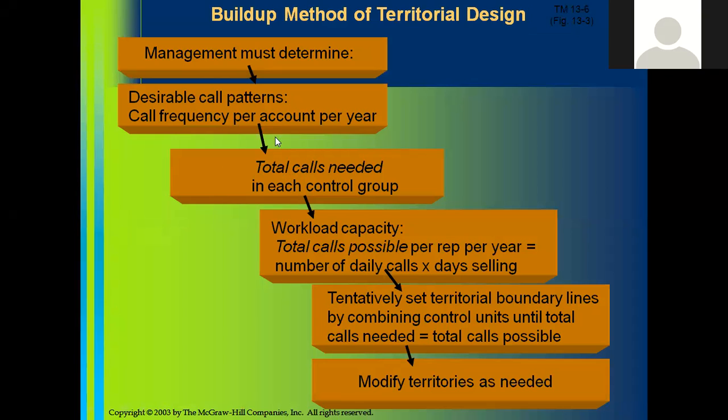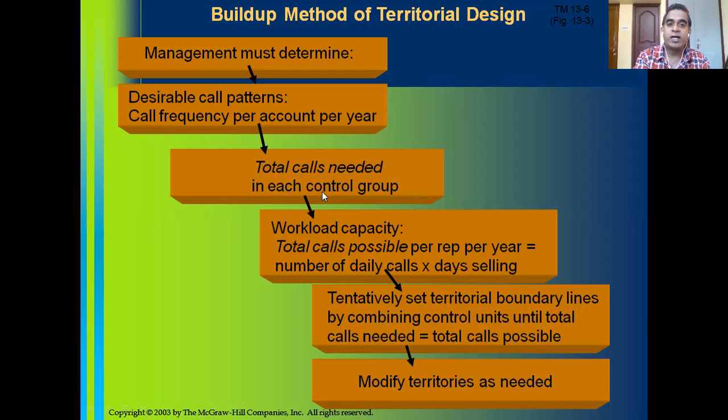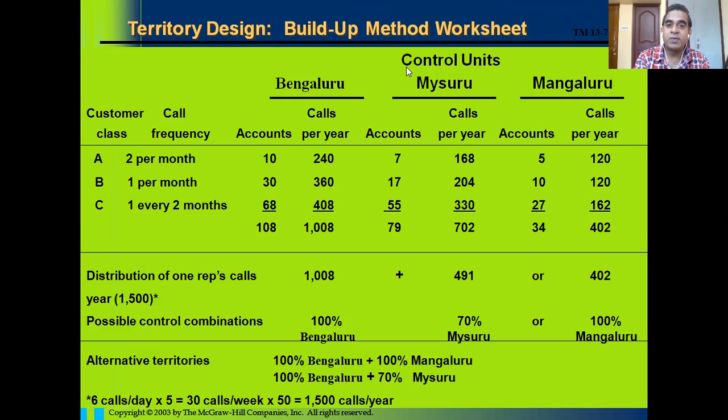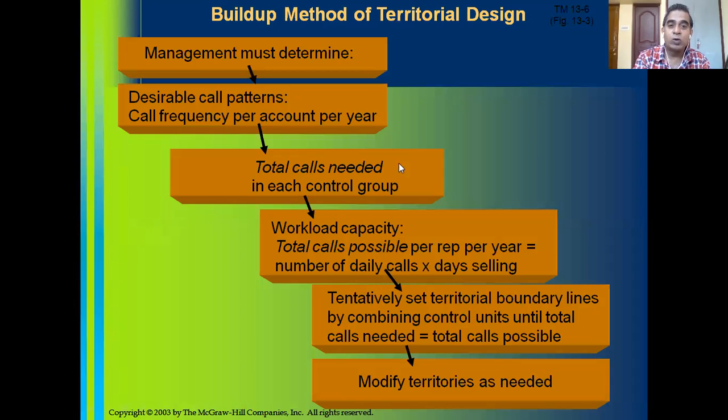Once we determine the call frequency per account, meaning per customer per year, the way I mentioned, the next step is total calls needed in each control group. Total calls needed in each control group are required to be identified. Control groups means these geographical areas, Bengaluru, Mysore and Mangaluru. So you can find out the total calls needed in each control group.